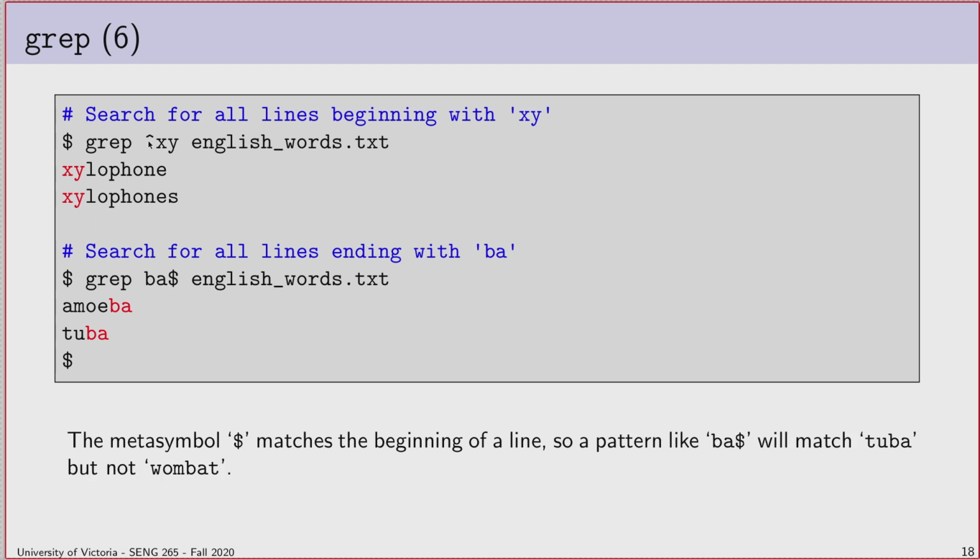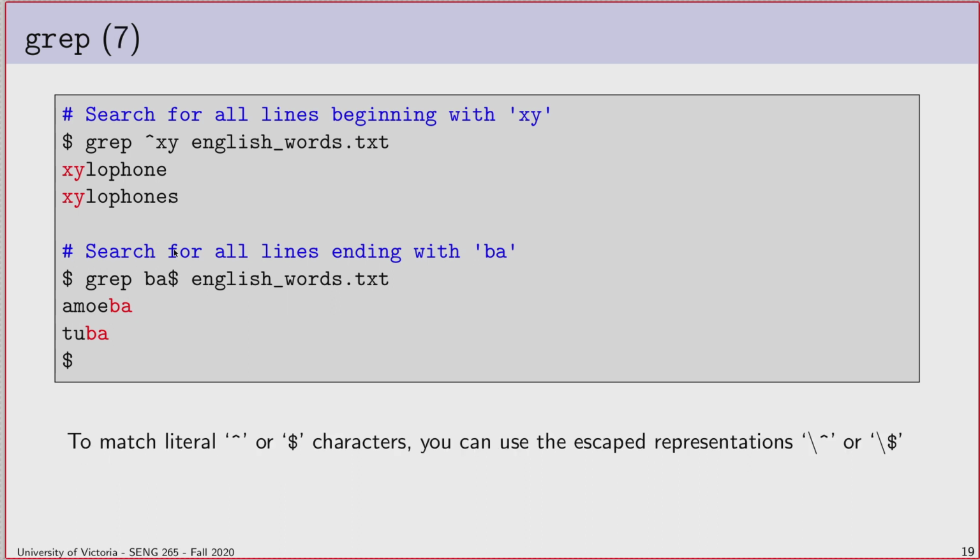Similarly, there is this meta symbol, the $, which matches the notional symbol at the end of a line. And so if I search for BA$, I'm searching for lines that end in the characters BA. And so these are pretty simple examples of meta symbols that I can use in regular expressions. And that's true in grep, and it's also true in Python.